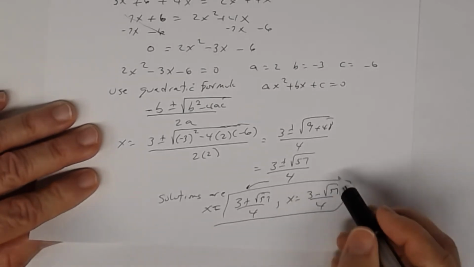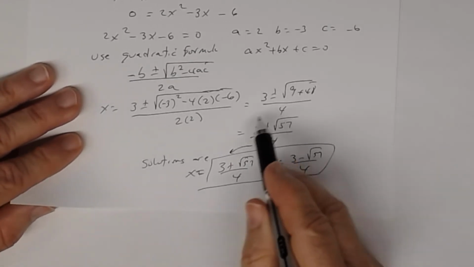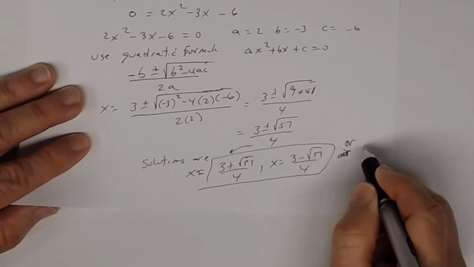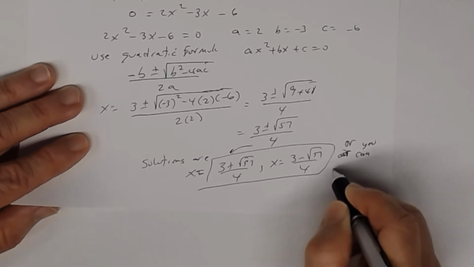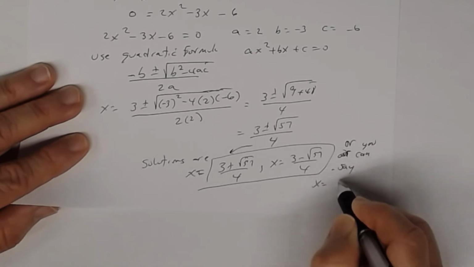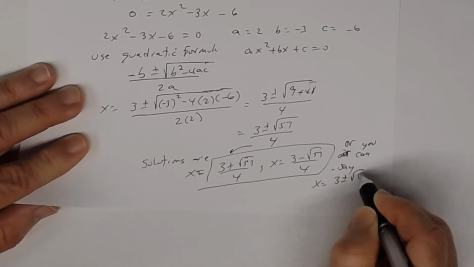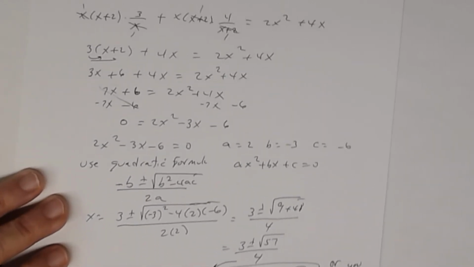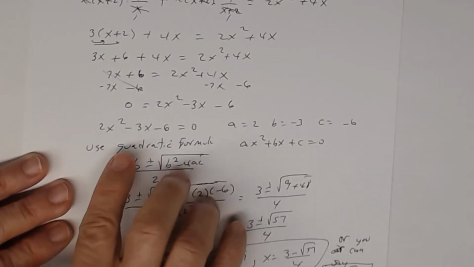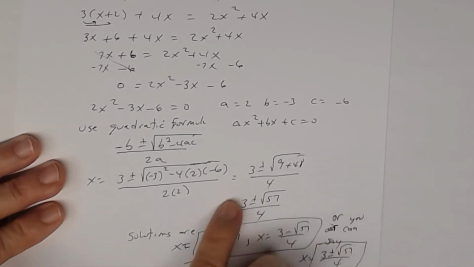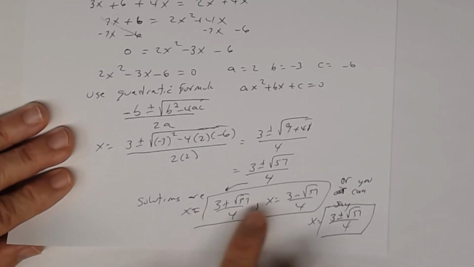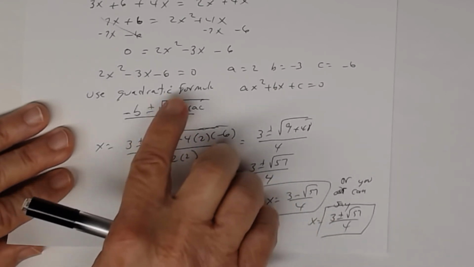And if you want to write it in a compact form like this, that's fine. Or you can say x equal 3 plus or minus square root of 57 over 4. Okay? All right, so notice in this example, I had to use the quadratic formula. And so remember, these two solutions here are irrational. Those are irrational. That's why we had to use the quadratic formula.